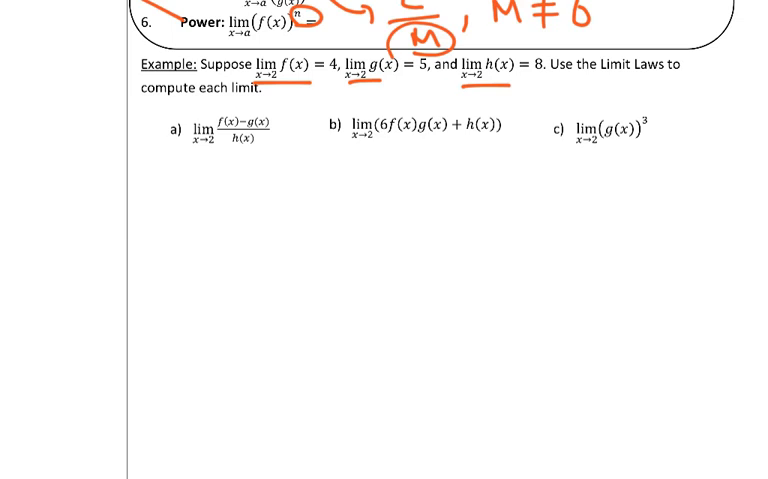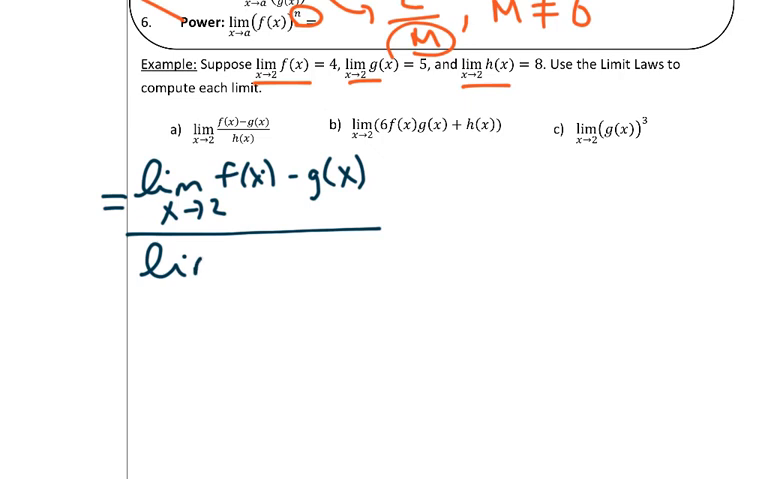If I look at part A, the first thing I notice is this division. So this is the same thing as the limit as x approaches 2 of f of x minus g of x, divided by the limit as x approaches 2 of h of x. So the first thing is I split it, so it was all condensed into one, and I split it. And which law did I use? Well, I used the quotient law.